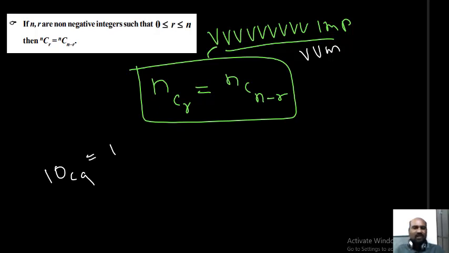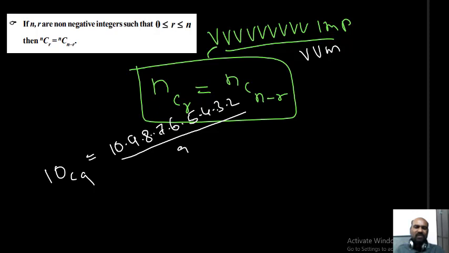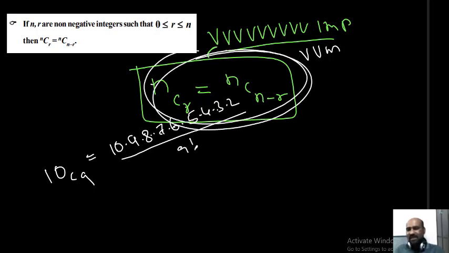How to find? 10 into 9 into 8 into 7 into 6 into 5 into 4 into 3 into 2 by 9 factorial. What is this saying then? nCr equals nC(n minus r) only, no? What is the meaning? 10C9 equals 10C(10 minus 9) only.